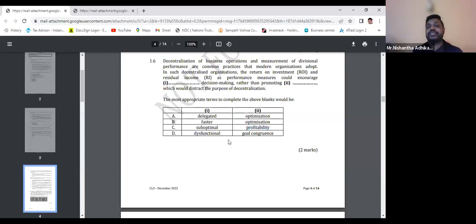D, dysfunctional. Yes, that is the answer. Dysfunctional decision making rather than promoting goal congruence. They will act in their own best interest rather than on overall goal achievement, the overall target achievement of organizational objectives. Therefore, dysfunctional decisions will be taken, and the decisions they have taken may not be in the best interest of other divisions and the overall organization as well. Therefore, the answer for question number 6 is D. It will encourage dysfunctional decision making, and it won't promote goal congruence.